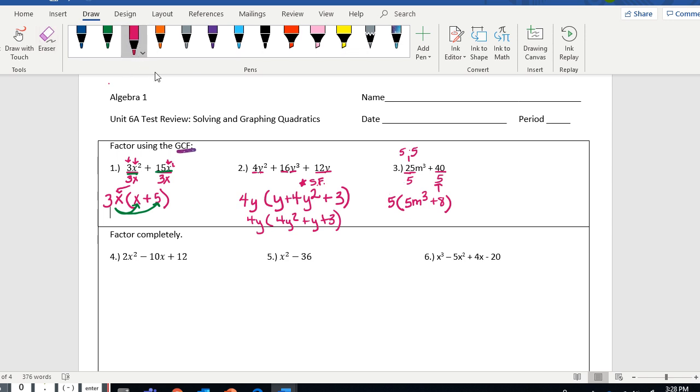Okay, moving on. Factor completely. So on this one, when it says completely, it means that first you want to do GCF. Second, you want to see if you can factor the trinomial.